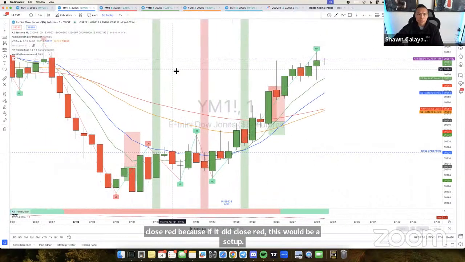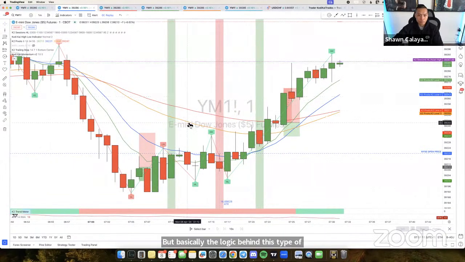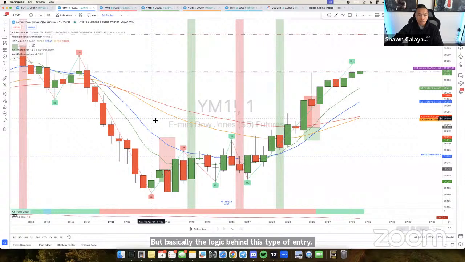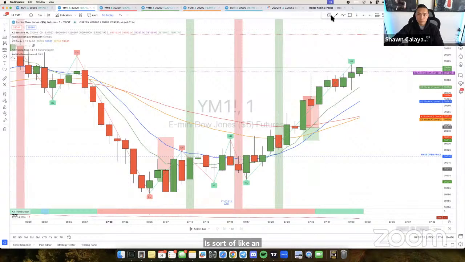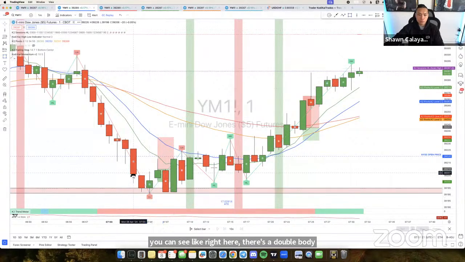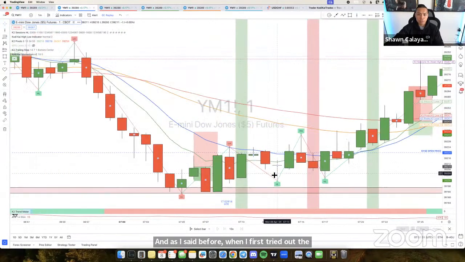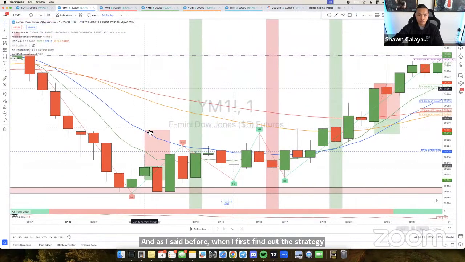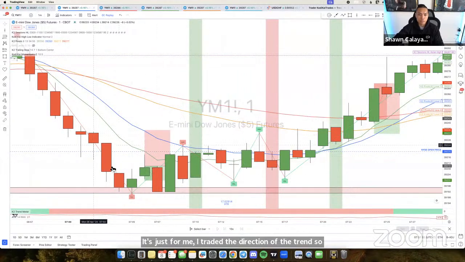But basically, the logic behind this type of entry is sort of like an opposite of an engulfing candle. So you can see it like right here, there's a double body. And as I said before, when I first started testing the strategy, it works in both directions. It's just for me, I trade in the direction of the trend so that I'm not on the wrong side of the market. But for example, right here, you can see how this is a double body rejection and this candle here is smaller. The whole logic behind it is that this candle hasn't had its full move yet.